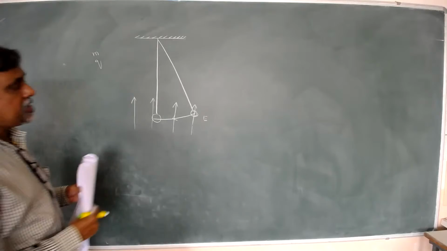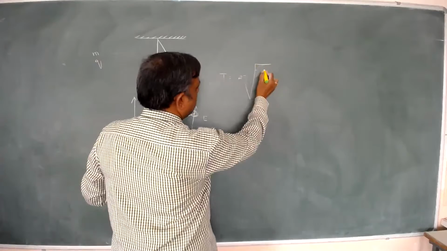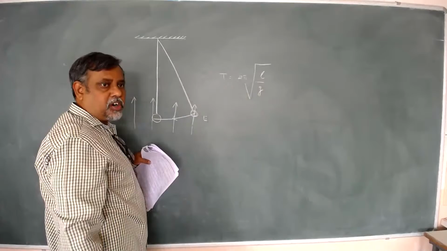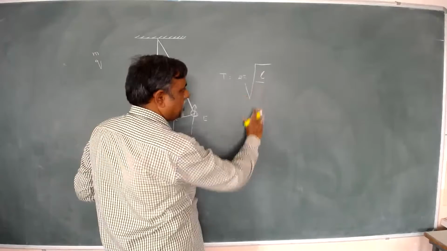So what will be the net acceleration? What is the time period? The formula for the time period of a simple pendulum is 2 pi root of L by g, where g is the acceleration due to gravity, if the pendulum is oscillating only in free space, that is, under Earth's gravity. But here the acceleration gets affected, so the acceleration is g dash.